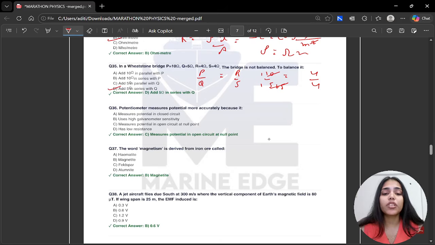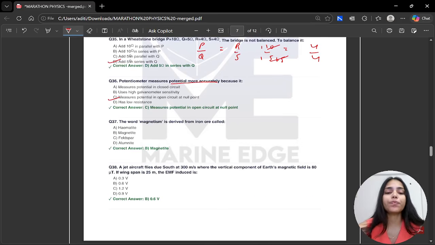Now, a potentiometer measures potential more accurately because, here, does it measure potential in a closed circuit? No. Does it use high galvanometer sensitivity? No. It measures potential in an open circuit at the null point. See, whenever we measure potential using a potentiometer, we try to make a Wheatstone bridge out of it, right? So, whenever it actually pinpoints the actual potential of a device, at that point there is no current flowing through it, right? It calculates at the null point. So, because of that, it does not consume any part of the potential. So, it gives a more exact reading.